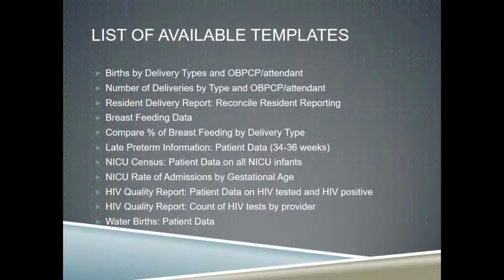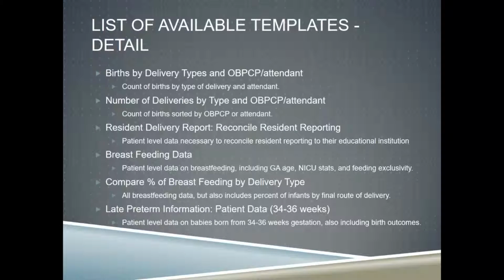So if we go to the next, I'll tell you a little bit about what each of these is supposed to have in it. The first one is birth by delivery type and by both OB, primary care provider, and attendant. I think a lot of people probably use something like this, perhaps in monthly reports. So it's a count of births by type of delivery or by attendant. And then you can see whether you want to sort that by who the OB provider was and or who the attendant was.